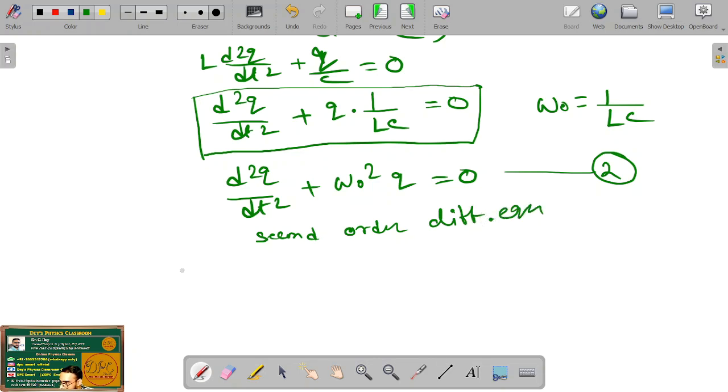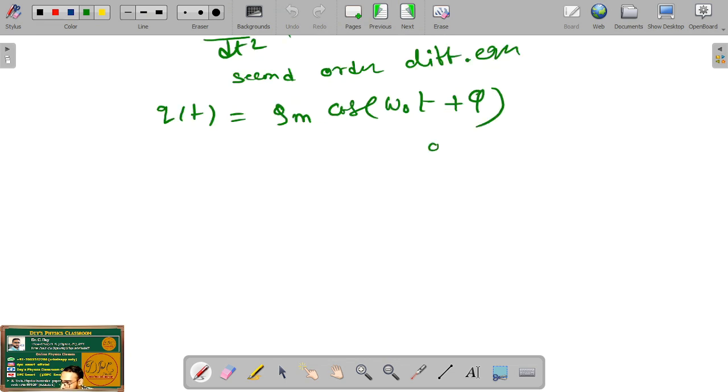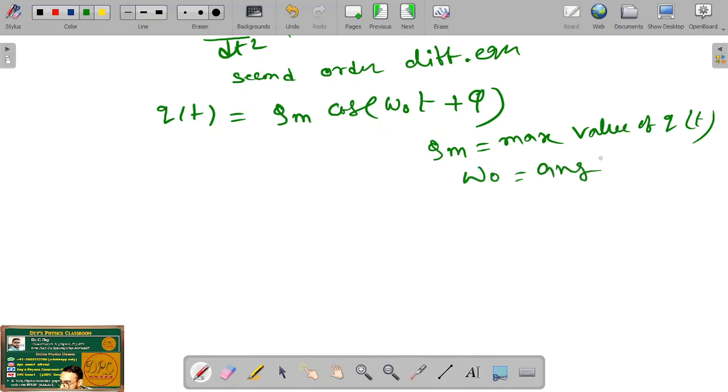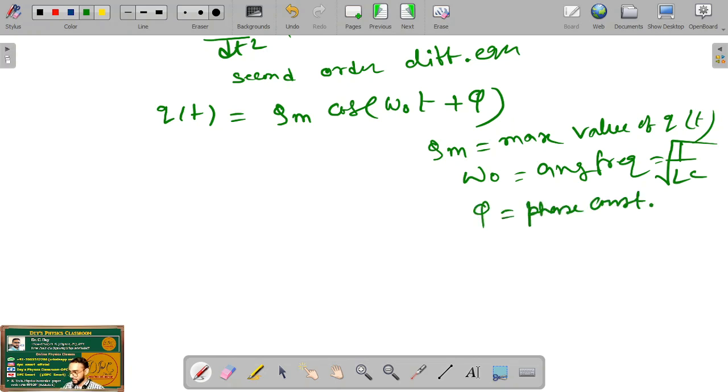So its general solution would be q equals Qm cos(ω0 t plus φ), where Qm is the maximum value of q, ω0 is the angular frequency, which is equal to 1 by root LC, and φ is the phase constant. So this is the charge.